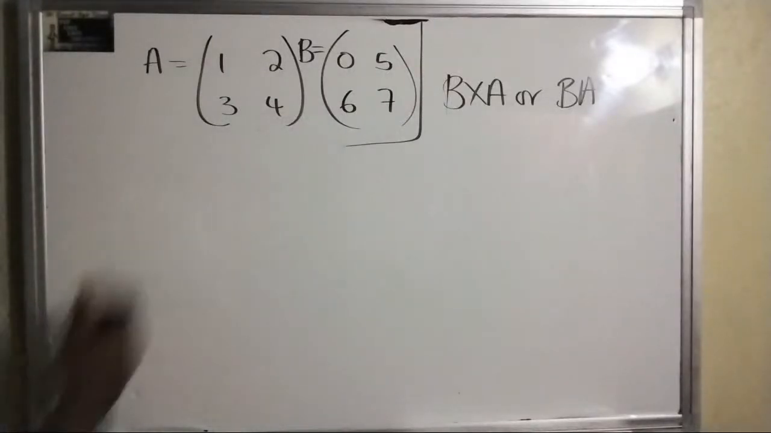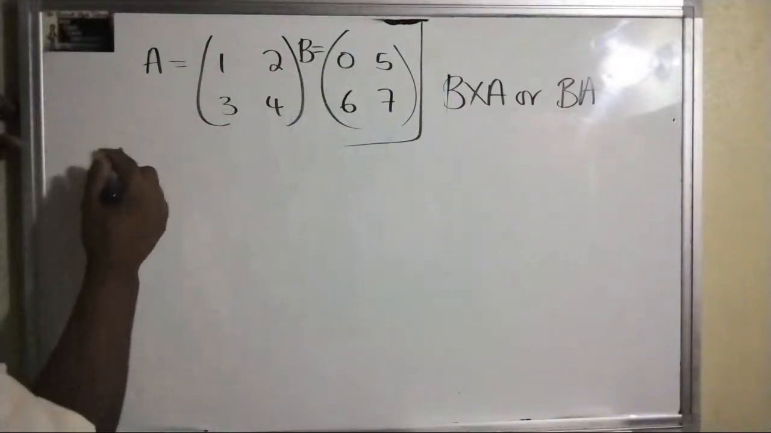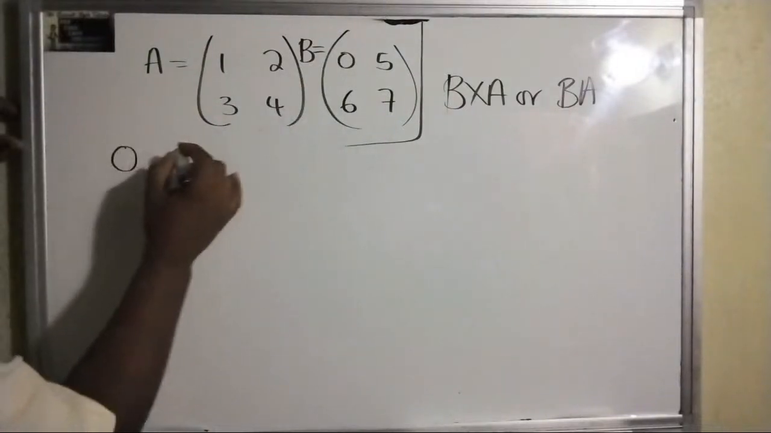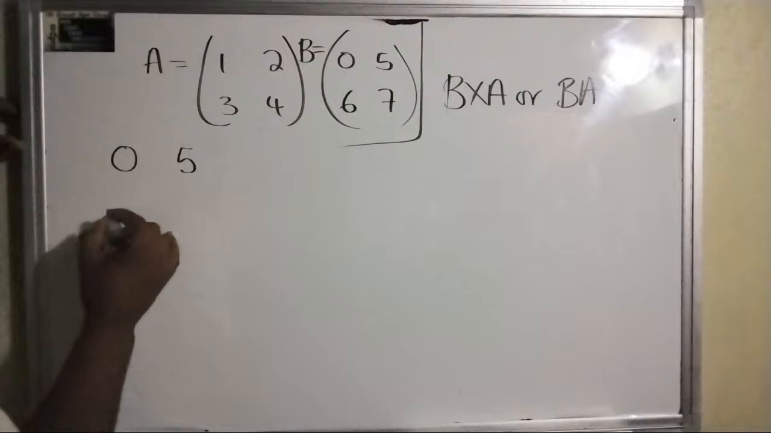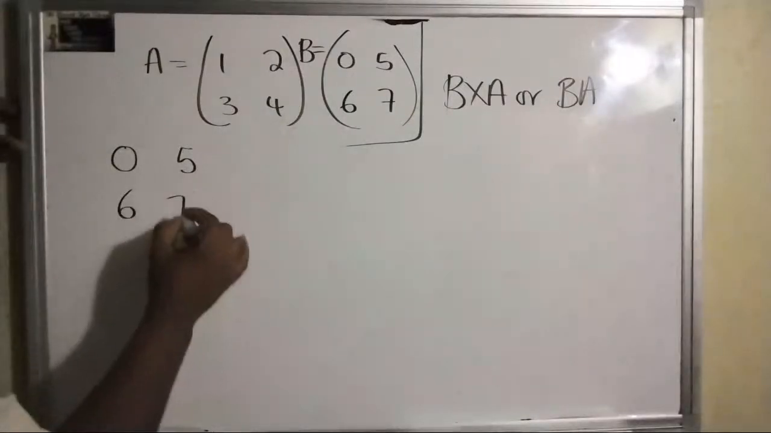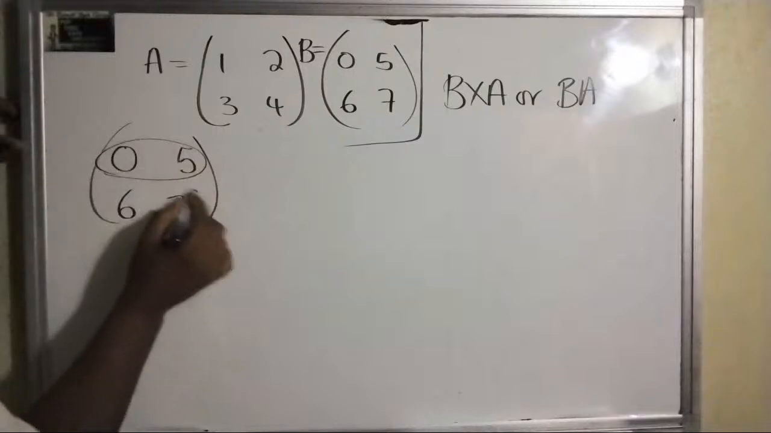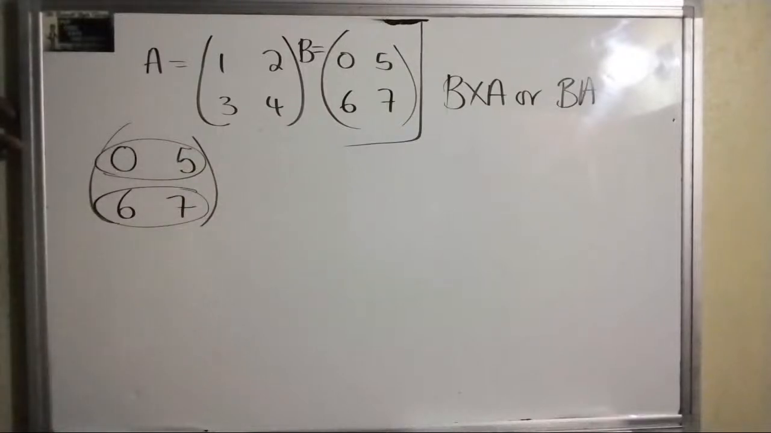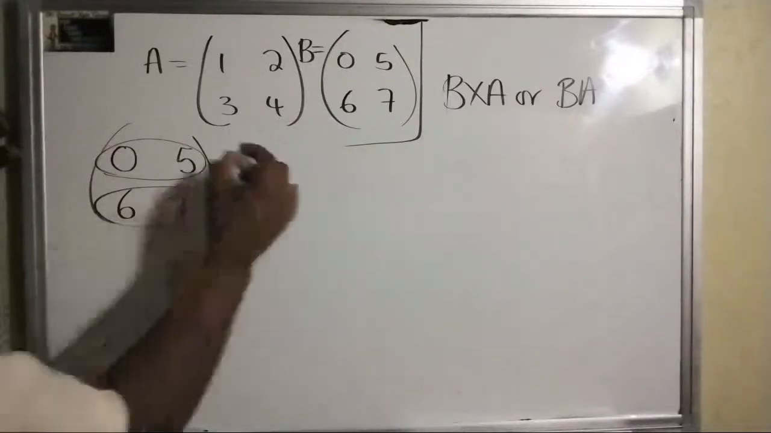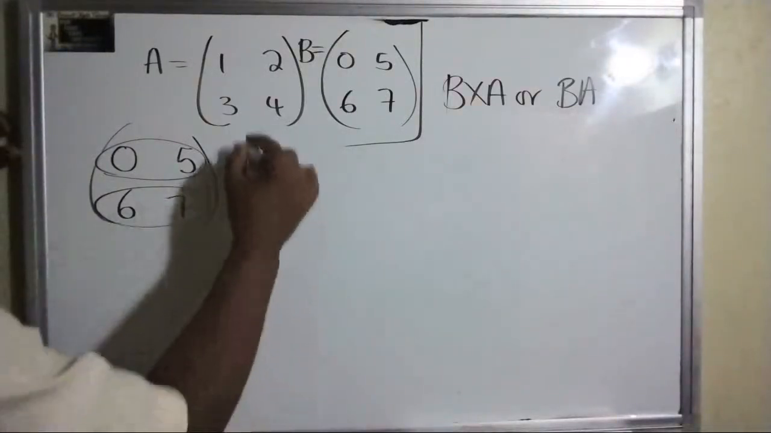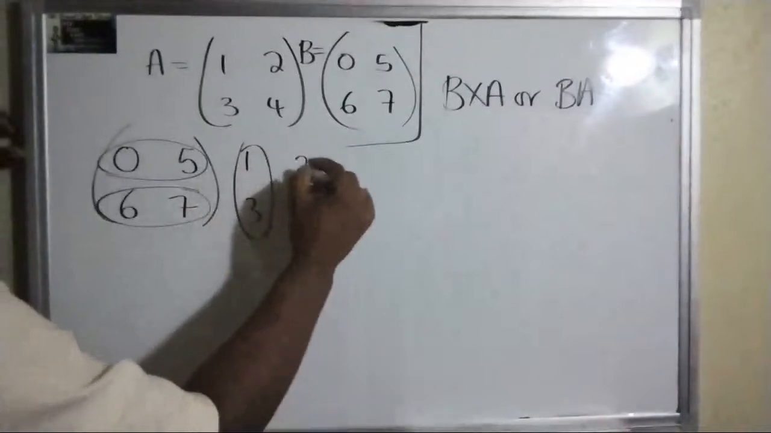Alright? So everybody must finish now. So it's B times A. Put it in the comment section before I finish, right? So it's 0, 5, 6, 7. And the first one still must be in rows. Whatever letter is at the front still must be in rows, and the second one in columns, alright?